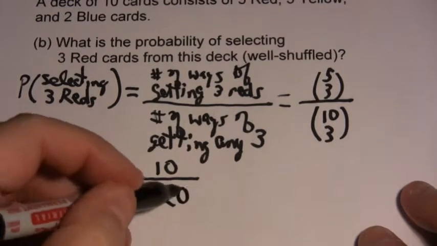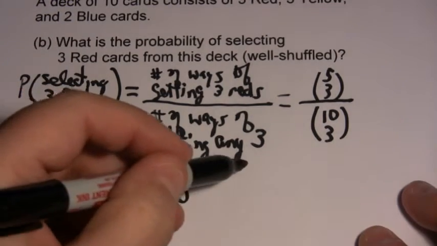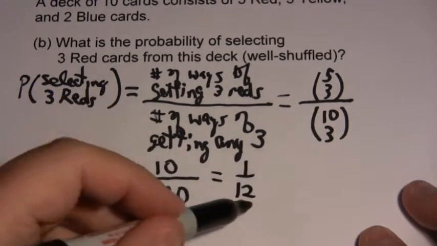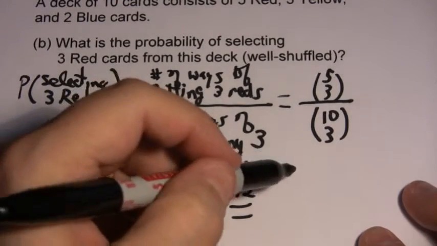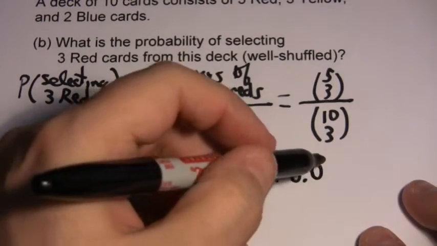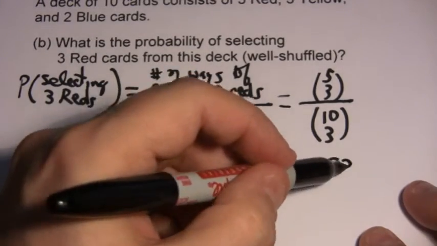So you get 10 over 120, which reduces down to 1/12. That might be the way you want to leave the answer, but if you do want to change it to a decimal, it's going to be about 0.0833.